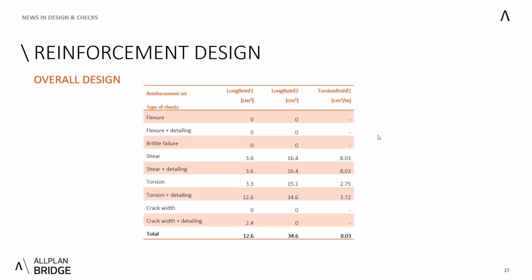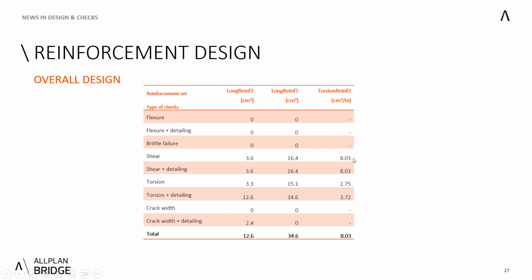The next one is this section table, because I have already explained how the torsion is applied, although this time it would be twice as much almost, because we have twice as high torsion moment. But in this case, it's a simple span beam. We don't have any requirements whatsoever for the flexure, for brittle failure, and for crack width. But in this case, we had some requirements for shear, torsion, and crack width with detailing.